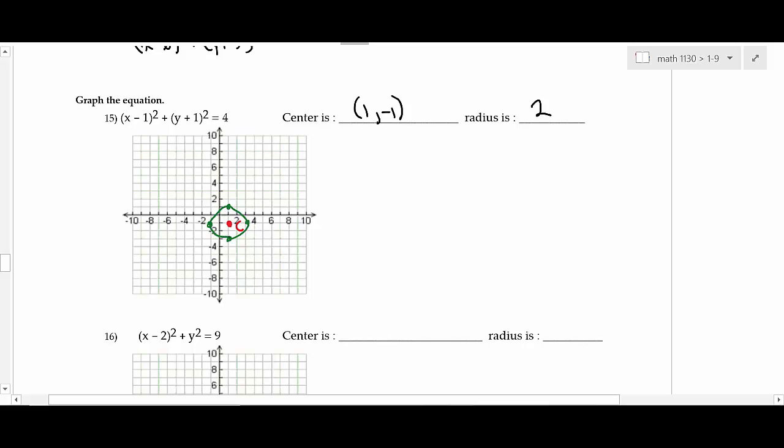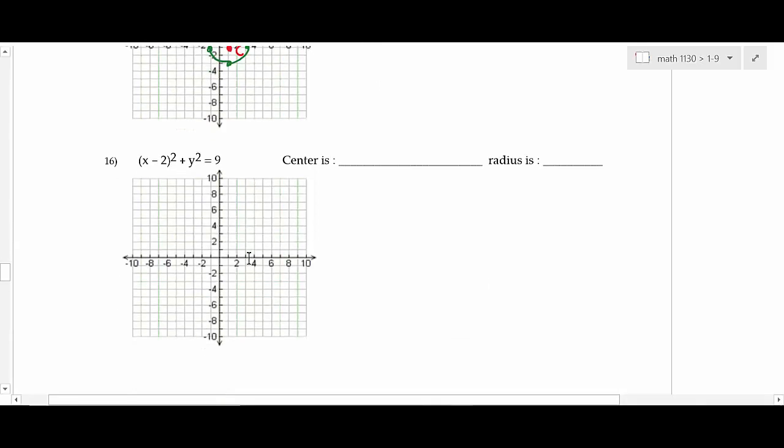That's it. So if you have the center and you have the radius, then it's real simple to draw a graph. Is that a function? Is a circle a function? No. Is it a one-to-one function? No. Okay. All right. So the next one, what's the center?